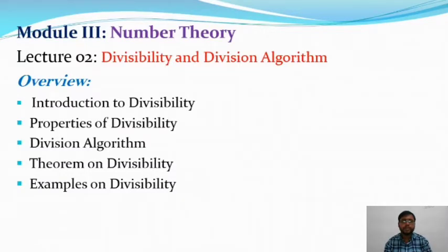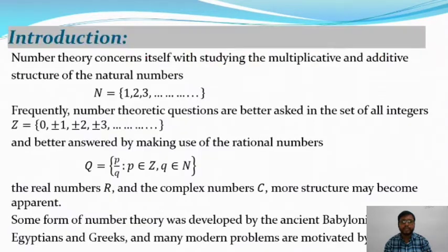So let us begin with the introduction of divisibility. Number theory concerns itself with studying the multiplicative and additive structure of natural numbers. Multiplicative and additive are the binary operations on natural numbers, and the natural numbers are 1, 2, 3 and up to infinity. So they are all natural numbers.